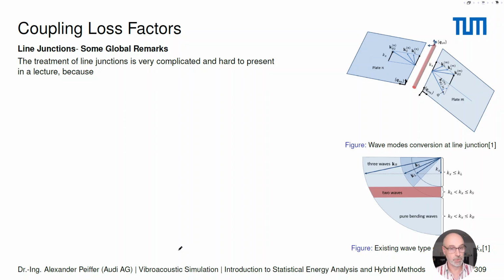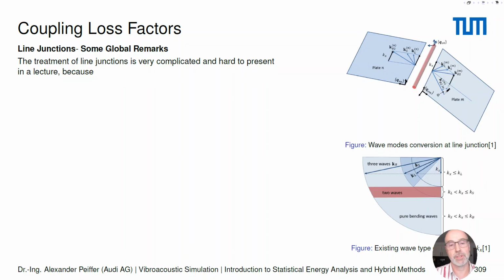Now we step to line junctions. Unfortunately, I will not give you any example about line junctions. Why is that? By the way, this line junction took me 1 year because it's a specific case of the diffuse field reciprocity. It's not totally correct. It has to be modified. And it took me a while to find this out. And this is one reason why I will not present it here.